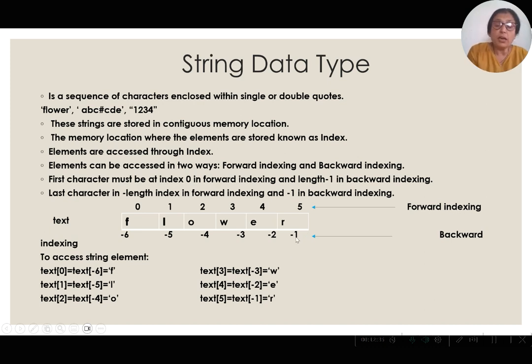Suppose you want to access the alphabet W, how will you write? Suppose text is the string variable, so text of 3 for forward indexing, and text of -3 for backward indexing. Suppose you want to access L, so text of 1 is for forward indexing and text of -1 is for backward indexing. This way we can access the string element. We will learn this string in detail in the string chapter.